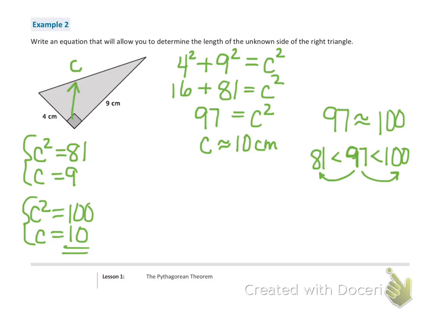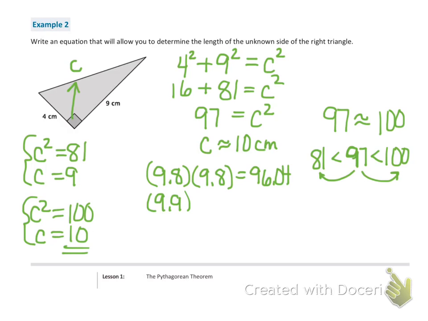I know that C is closer to 10 than 9, but that it's less than 10. So I could pick a number that's just a little bit less than 10 and square it and see what I get. So what is 9.8 times 9.8? So I can try to get close this way. Get yourself a calculator and do this. And I see that this is 96.04. So what does that tell me? It tells me that 9.8 is too small, right? So let's try 9.9.